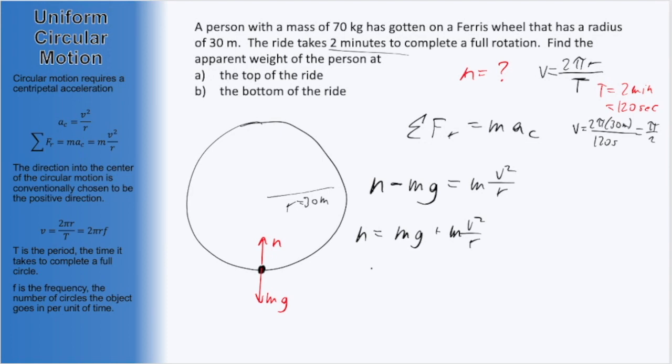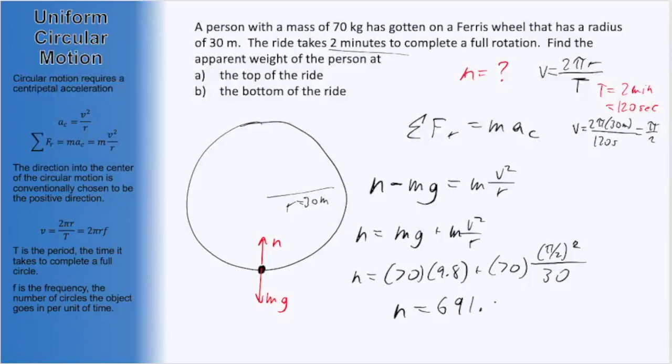So the normal force will equal mass times gravity plus mv squared over r, and we have everything we need to plug into that. So N equals the 70 kilograms times 9.8 plus 70 times the v squared over r. In this case, at the bottom of the circle, we find that the normal force, or apparent weight, will be about 691.757 newtons. So we can see how our apparent weight might change depending on whether we are at the top or bottom of this Ferris wheel.